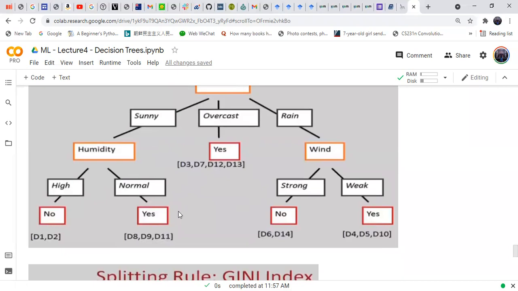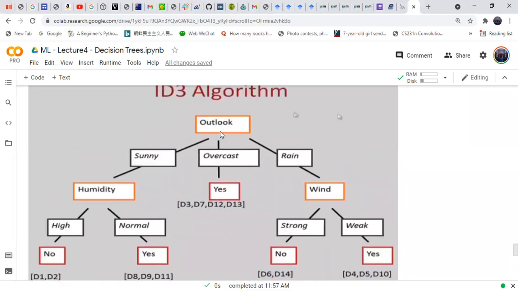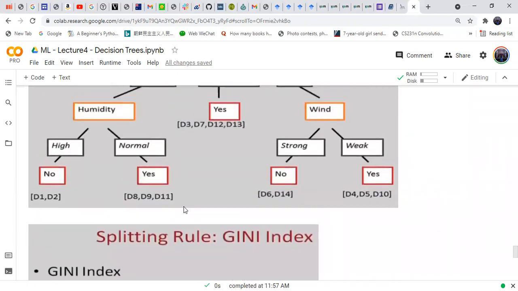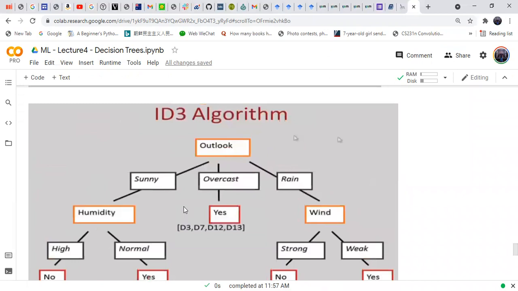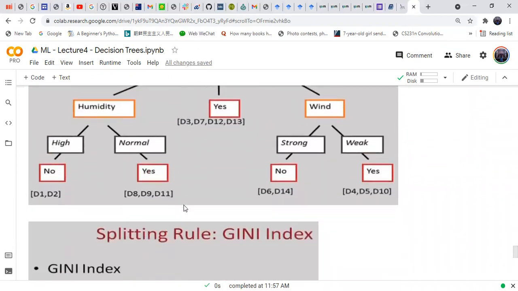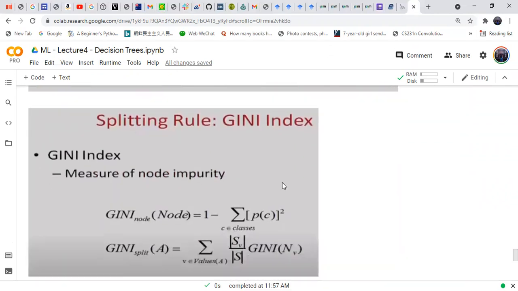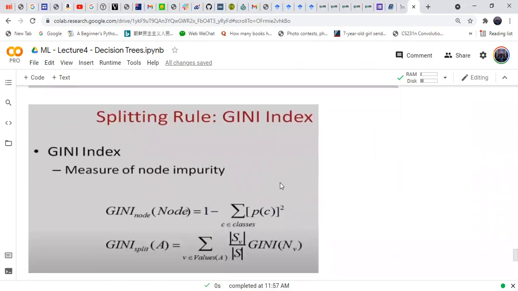In decision tree induction, first we take the outlook, then sunny with humidity high or low, overcast, and rain with wind strong or weak, and so on. Information gain was one way of splitting for the decision tree. The other way is the Gini index. The Gini index is also used for splitting the data set in decision trees.